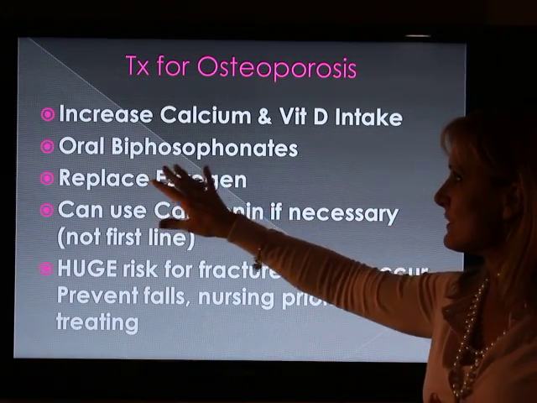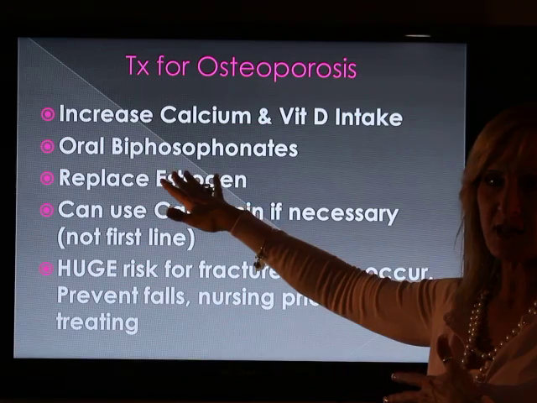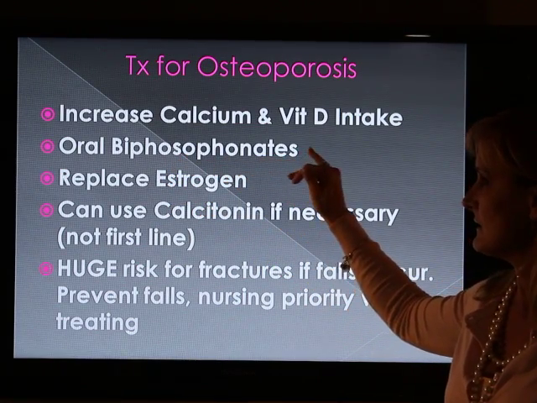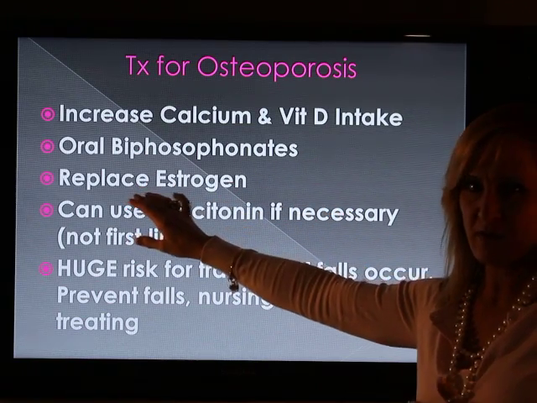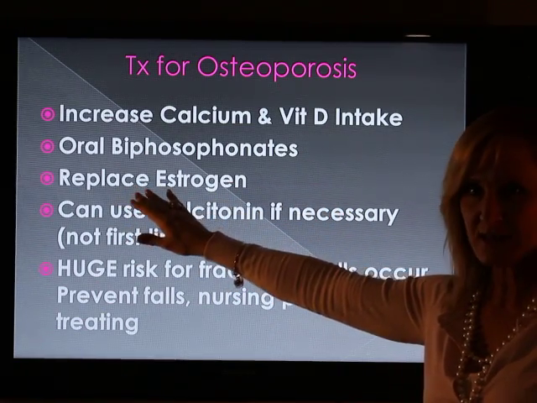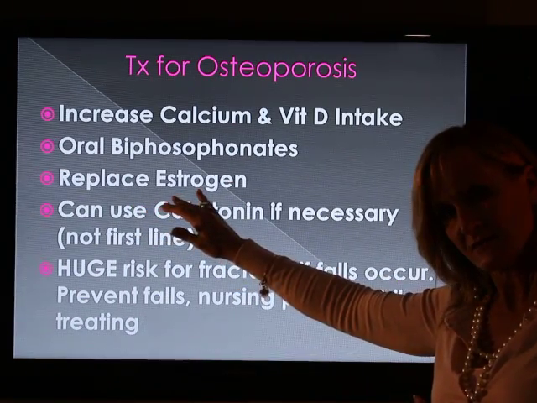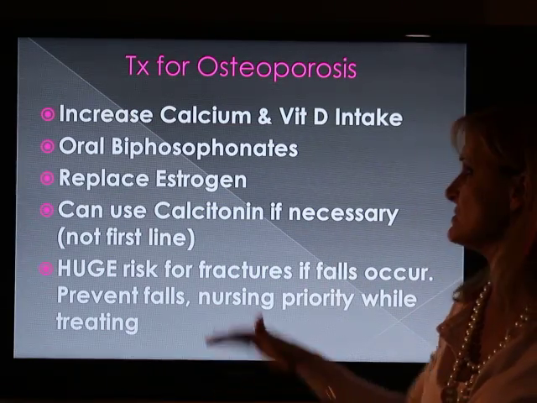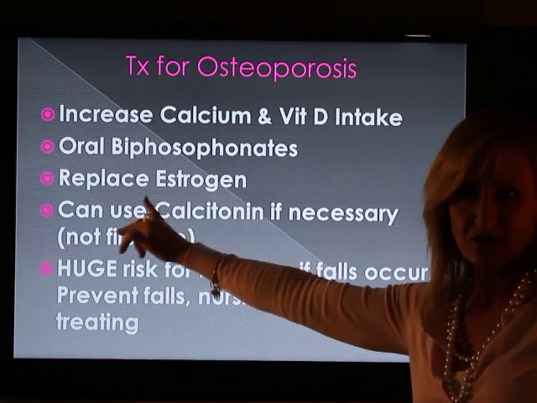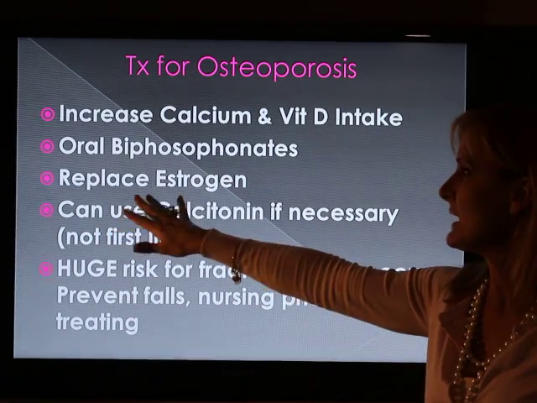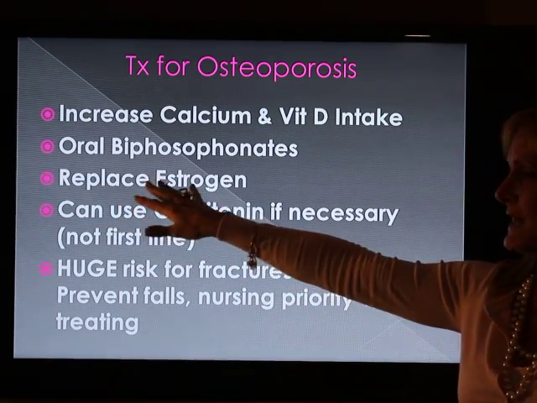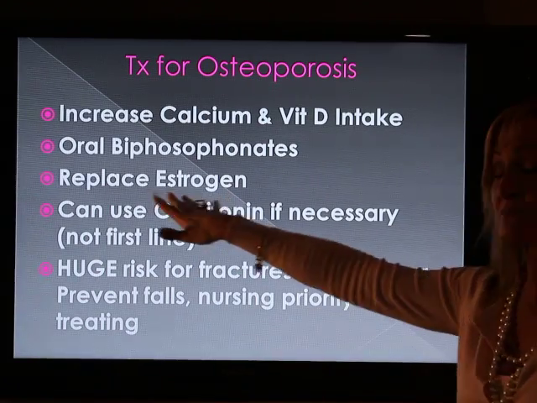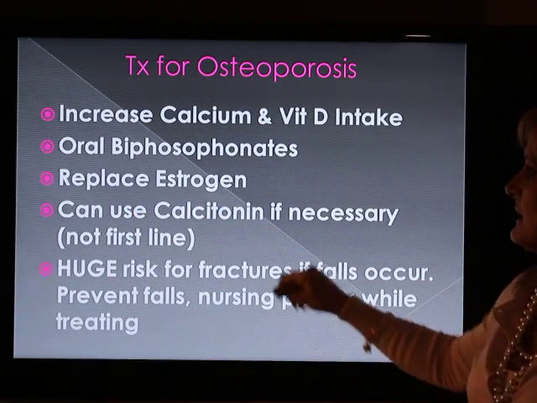You can also take the oral biphosphonates. That's probably the second line and easiest medication to take, so patients can start on that. If they are going through menopause, you can then replace the estrogen. There are some side effects of that. There's some studies that suggest that it might lead to some breast cancers. So there was some controversy about that. So this one is a little controversial, but a lot of people who are going through menopause go through estrogen replacement therapy, which really helps with some of the menopausal symptoms.